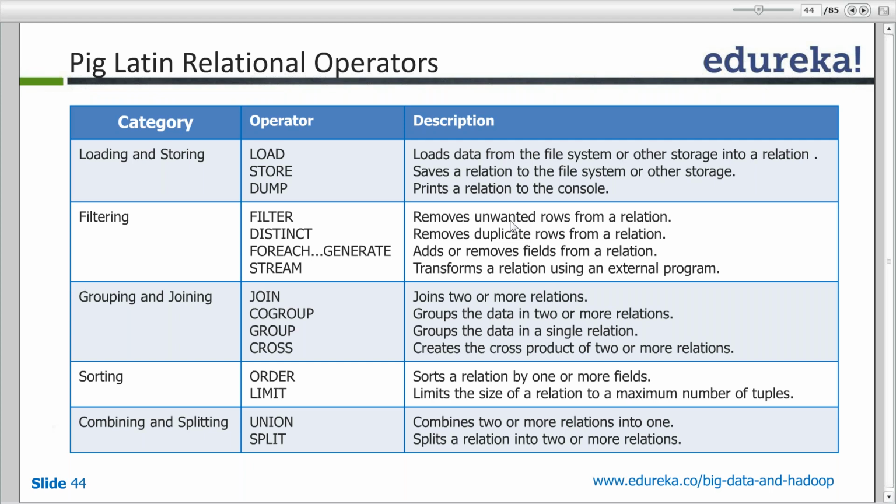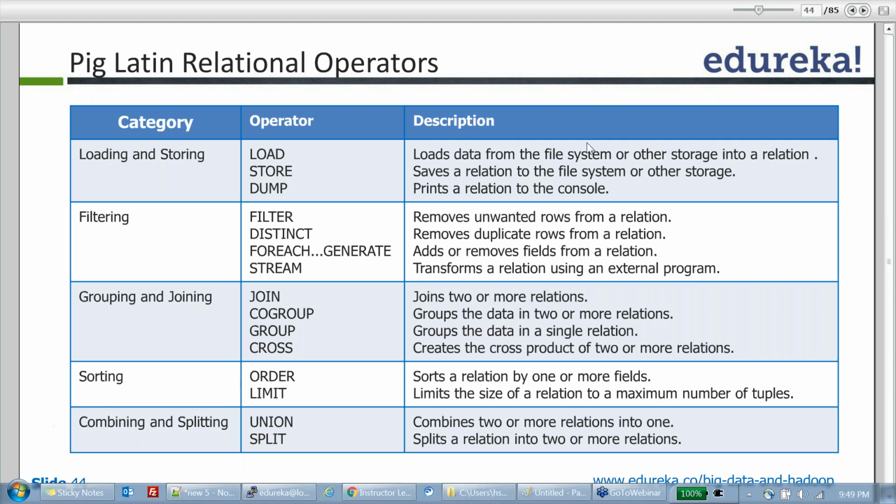For loading and storing, you have the operators load, store, dump. For filtering, you can use filter, distinct. Foreach generate is a loop. Then stream. For grouping and joining, you have join, cogroup, group, cross. For sorting, you have order, limit. You have union, split. So these are all the operators in Pig. The list is very small. That's it, it's only this much.